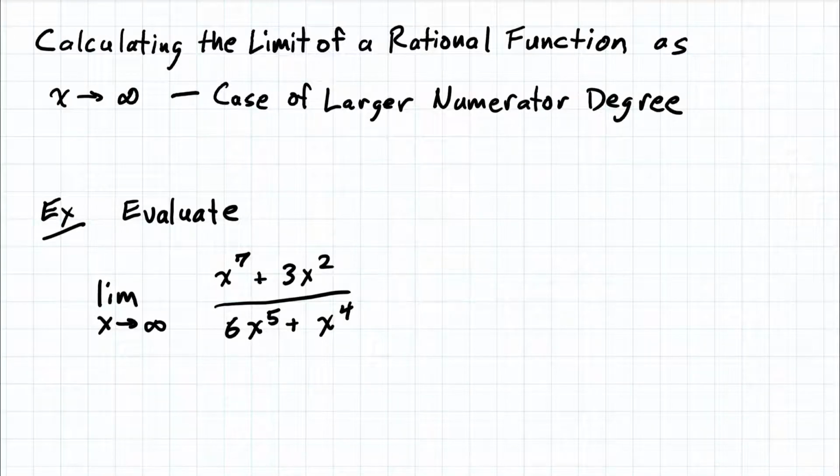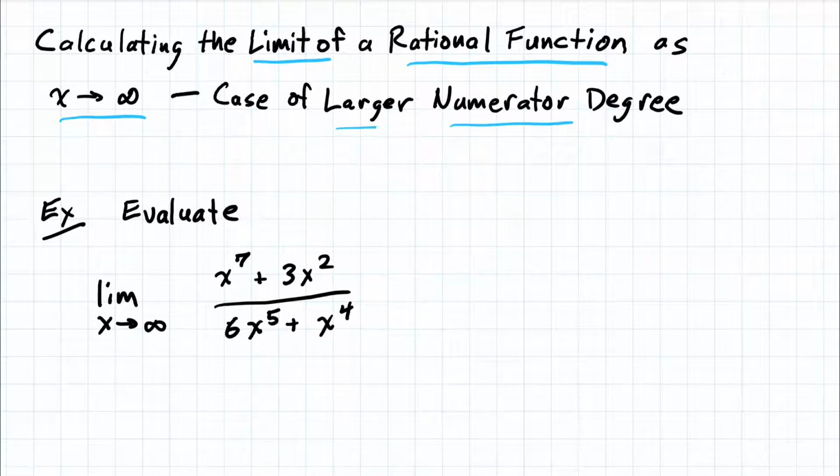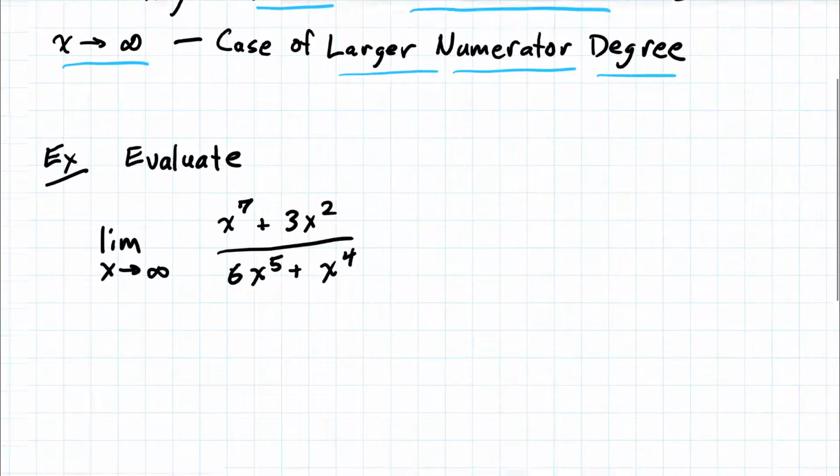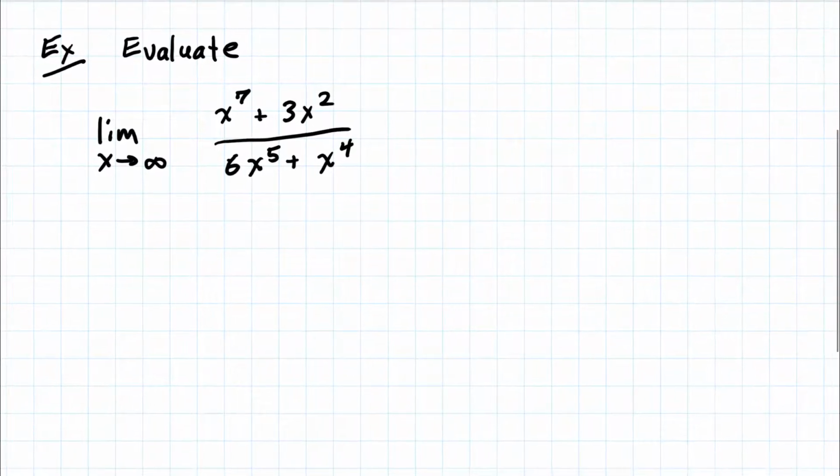Howdy everyone. We're gonna calculate the limit of a rational function as x is heading off to infinity, and we're gonna do it in the case where the numerator has a larger degree than the denominator. Alright, so we will talk about this in two ways. So the first way is the following.